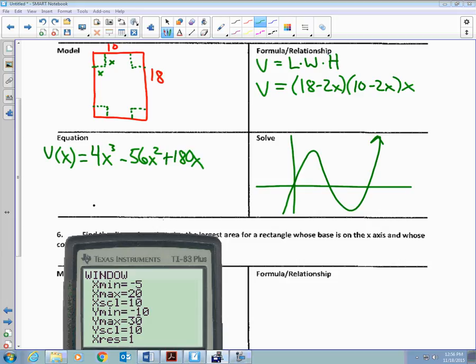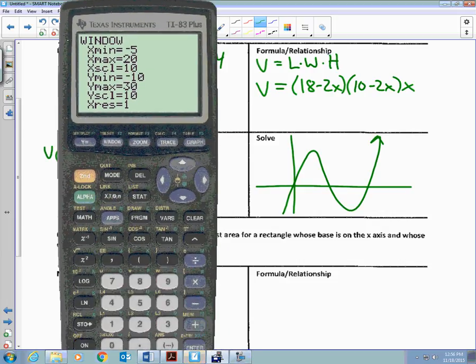Let's check. Let's just try something. Let's cut off a certain size. What do you want to cut off? 2? Okay. So if we cut off 2, my height will be 2. What will be this width? 6. Very good. And what would be my length? 14. So that'll be 12 times 14, which is like, I don't know, 168. Okay. So it looks like we're in the hundreds.